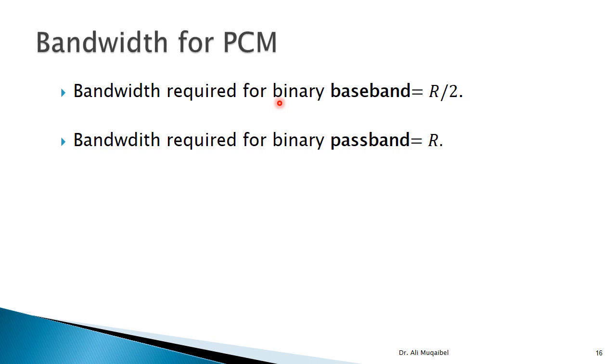The bandwidth required for binary baseband, if your signal is not modulated, if it's in baseband, is half of the rate. So if you have 10 megabits per second, you need 5 megahertz. If you have 20 megabits per second, you need 10 megahertz. However, if your signal is passband, it's modulated, it's shifted to higher frequency, then the bandwidth will be doubled, which means the bandwidth requirement now will equal R. For 10 megabits per second, you need 10 megahertz of bandwidth. For 100 megabits per second, we need 100 megahertz of bandwidth. That's for binary baseband, it's R over 2, and for binary passband, it's R. Thank you.